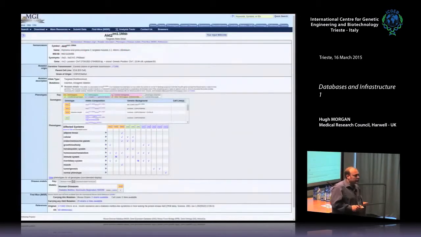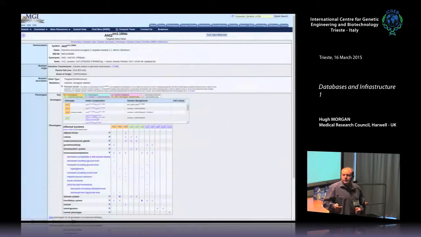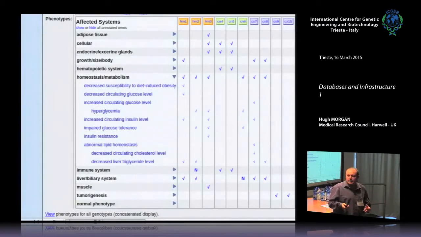So if I return back to the allele page and I examine this matrix in detail, I'm going to select the homeostasis metabolism link, and this expands it. Here I've got it expanded up, and you can see in this case all of these terms in blue are children of the homeostasis metabolism higher level term. That means each of these is a homeostasis metabolism phenotype.